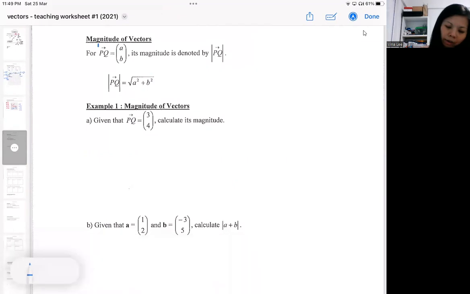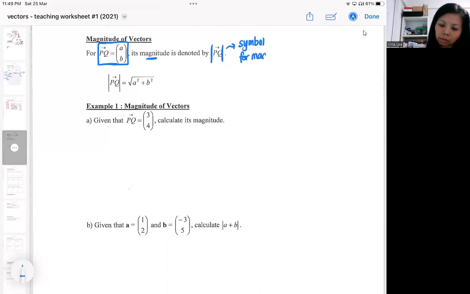So generally, we already know that a vector will look like a column matrix. When we want to indicate magnitude, the symbol is two vertical bars. So this will be the symbol for magnitude. It will be a proper symbol. Okay, this is the formula here.